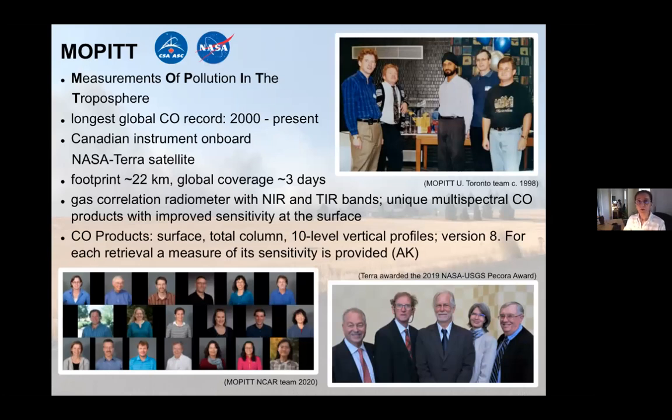So here you have MOPITT, which stands for Measurements of Pollution in the Troposphere. It's an instrument that has been operating since the year 2000, and it's a cooperation between Canada and the States. So the instrument was designed and built in Canada, and here we have a picture of the Canadian team in the late 90s, I guess. This is Jim Drummond, he is the Canadian PI for MOPITT, designed the instrument and so on.